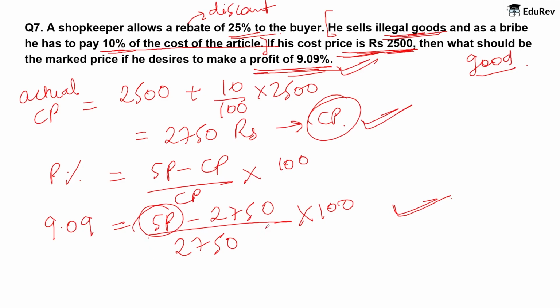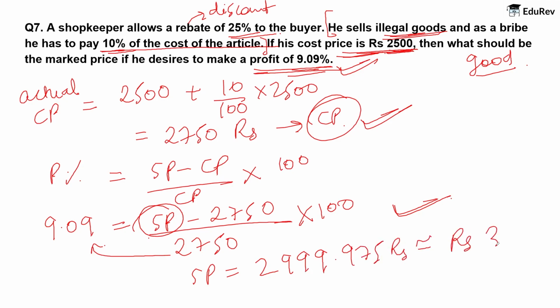We can find out the value of SP from here by solving the particular equation. So when you solve this equation, you will take 2750 to this side, cross multiply and do all the math and arithmetic. You will get your SP equal to 2999.975 rupees, which you can easily round off to rupees 3000. You can see this number is very near to 3000. So you got your SP as rupees 3000 over here.